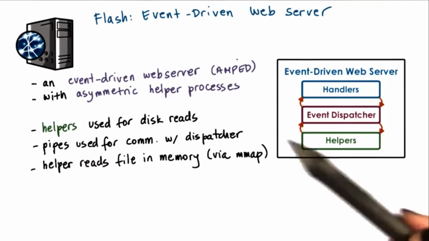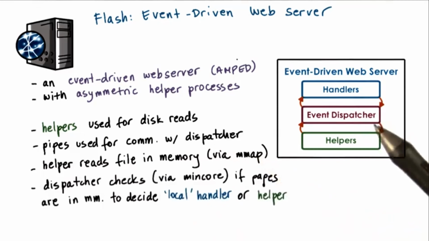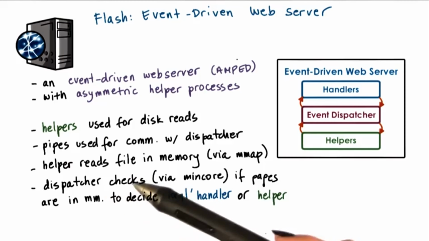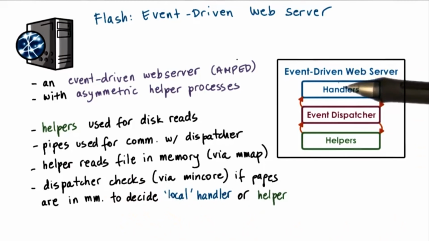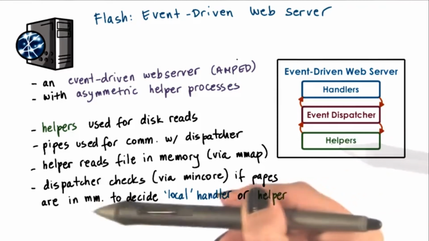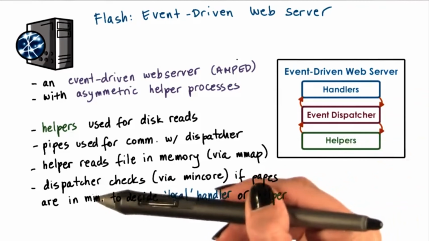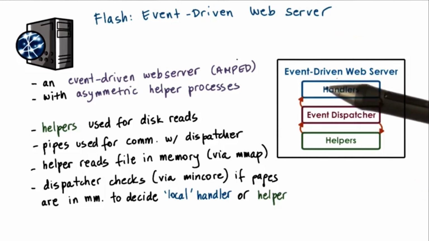The helper reads the file in memory via the mmap call, and then the dispatcher checks via an operation, mincore, if the pages of the file are in memory, and it then uses this information to decide if it should just call one of the local handlers or if it should pass the request to the helper. As long as the file is in memory, reading it won't result in a blocking I/O operation, and so passing it to the local handlers is perfectly okay.